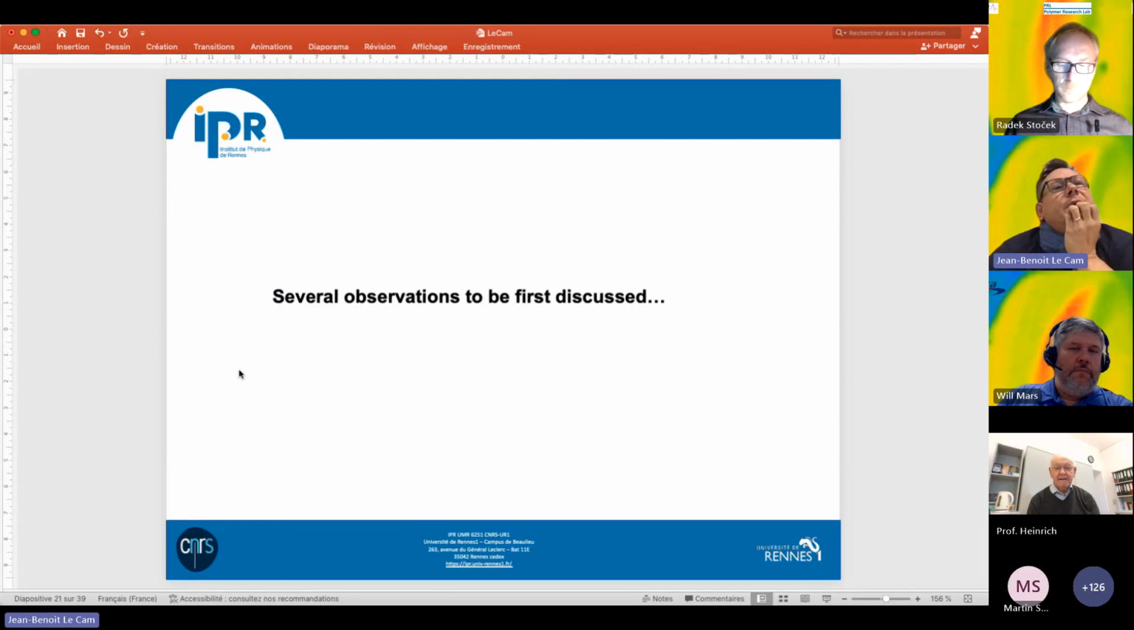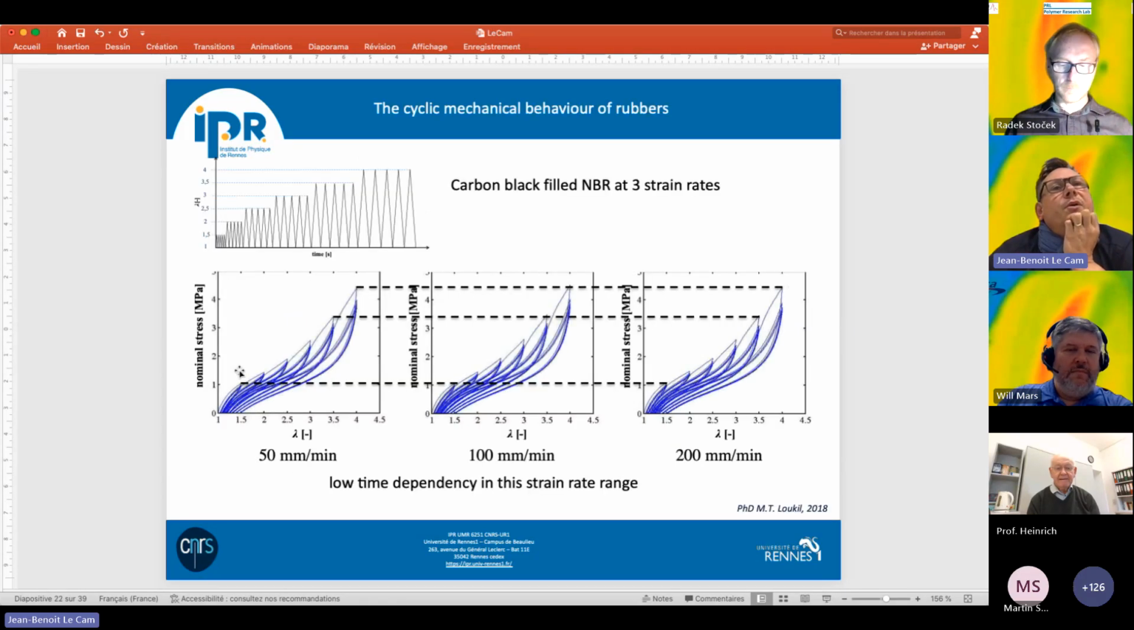Just several observations to be discussed before going further. Here, I have considered a carbon black filled nitrile butadiene rubber, which is not crystallizing under stretch, and at 3 strain rates. I know that of course we have to evaluate viscous effects over several orders of magnitude of strain rates, but it's just for the discussion. And I plot here the mechanical response. So there is very small or undetectable time dependency in this strain range.